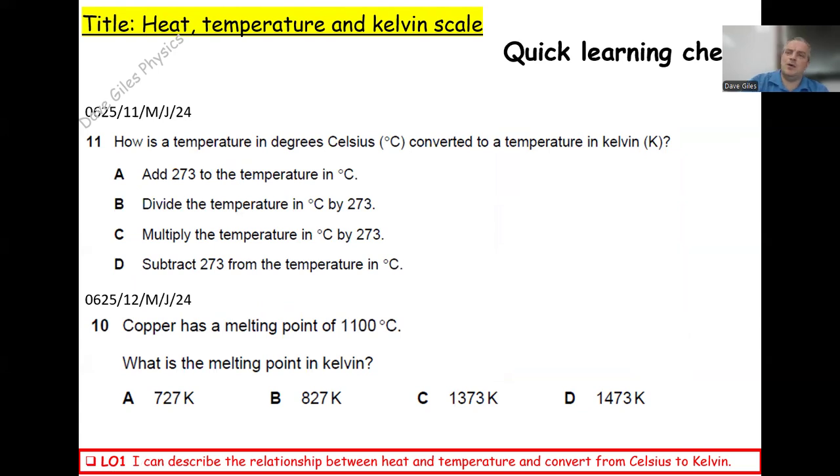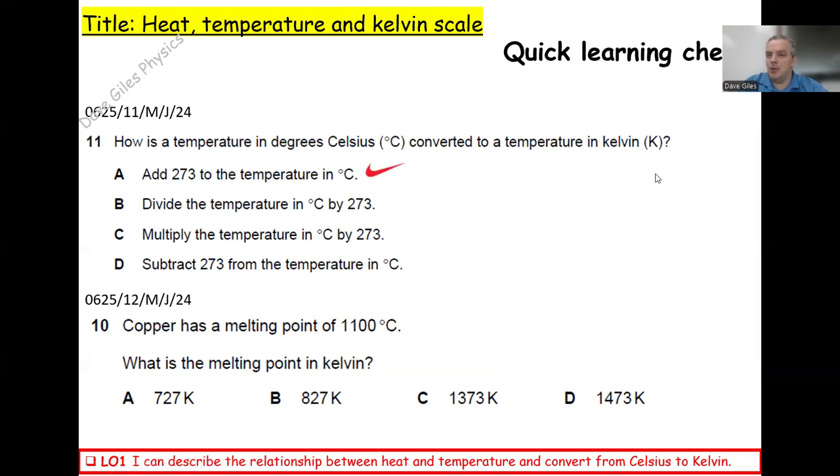Okay, so here are two very quick past paper questions on converting between Kelvin and Celsius. I'll give you a moment to think about it. The first one is from June of 2024. How is a temperature in degrees Celsius converted to a temperature in Kelvin? You just add 273 to the temperature in degrees Celsius. So the answer is A.